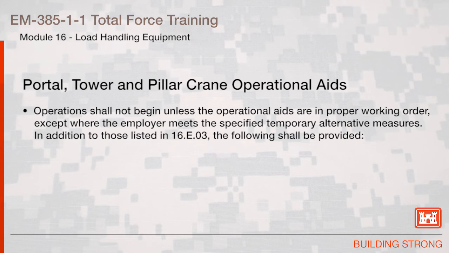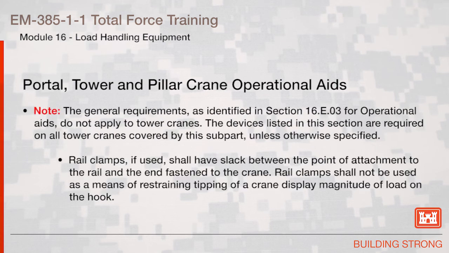Operations shall not begin unless the operational aids are in proper working order, except where the employer meets the specified temporary alternative measures. In addition to those listed in 16.E.03, the following shall be provided. Note, the general requirements as identified in section 16.E.03 for operational aids do not apply to tower cranes. The devices listed in this section are required on all tower cranes covered by this subpart, unless otherwise specified. Rail clamps, if used, shall have slack between the point of attachment to the rail and the end fastened to the crane.